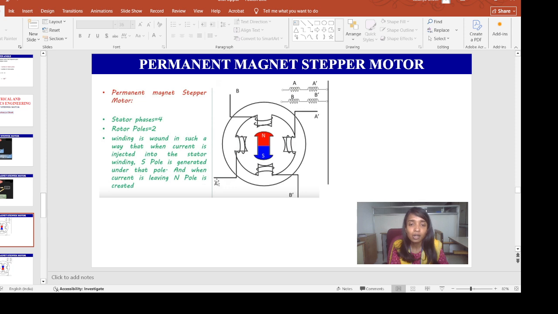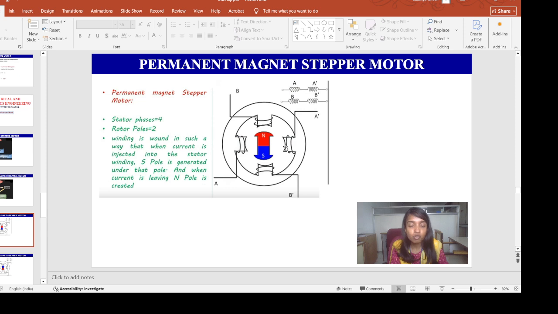Now, I need to energize each and every phase winding individually. First, if I energize this A winding with the DC supply, what will happen? The DC current is entering in this phase winding. As a result, a south pole will get created at this winding, and this DC current is leaving from this A dash winding. So in the A dash winding, a north pole is created. So here south pole is created, here north pole is created.